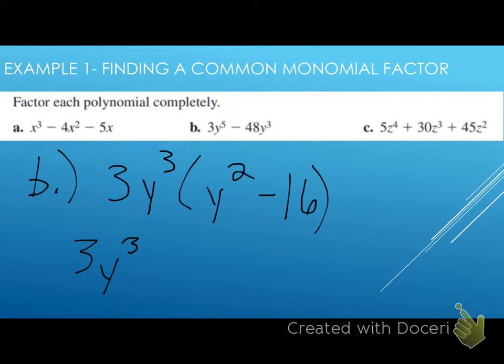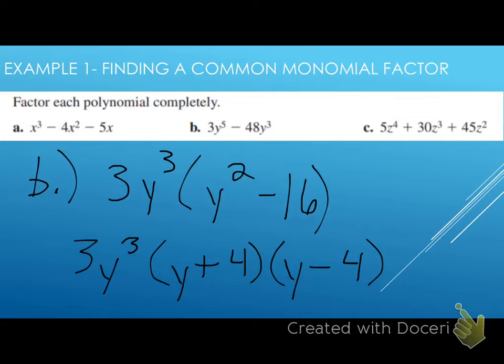Difference of squares. Create your two sets of parentheses. In the first slot of each parentheses, I put the square root of a squared. So what's y squared? The square root of y squared. Y. So I put that in the first slot of each parentheses. What's the square root of 16? 4. So that goes in the second slot of each parentheses. And what are my signs? One's a plus, one's a minus.